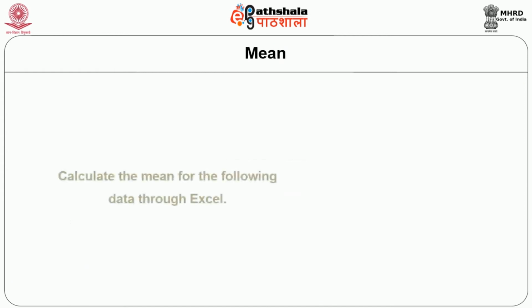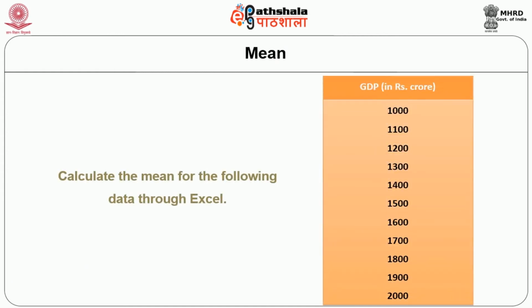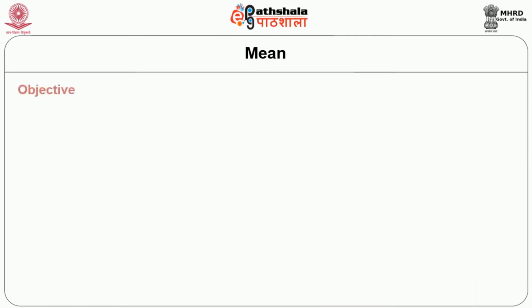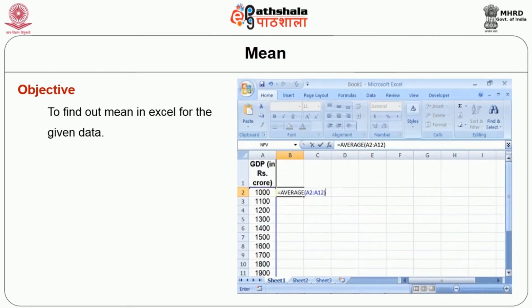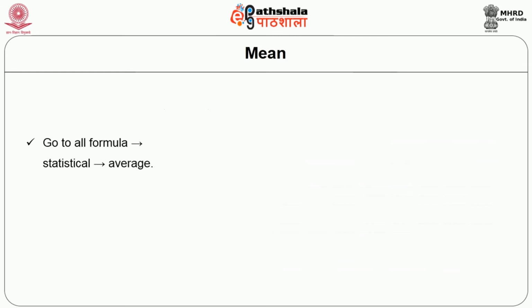Then mean. Calculate the mean for the following data through Excel. Objective: to find out the mean in Excel for the given data. Procedure: open the Excel sheet, enter the title as gross domestic product in cell A1 and data on gross domestic product from cell A2. Enter the following formula in cell C2 as equal to AVERAGE, open the bracket, B2 colon B12. Press enter, or go to all formula, then click statistical, click average.